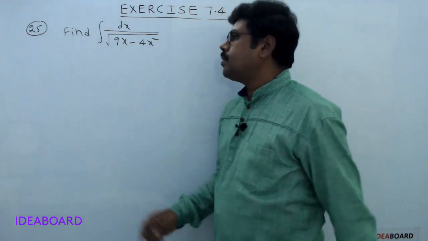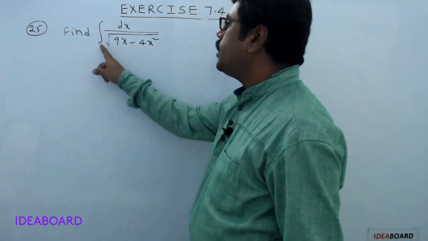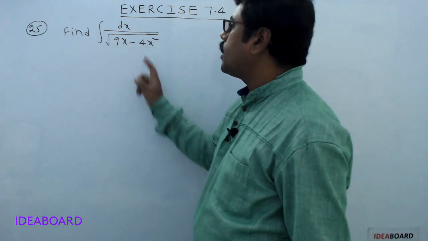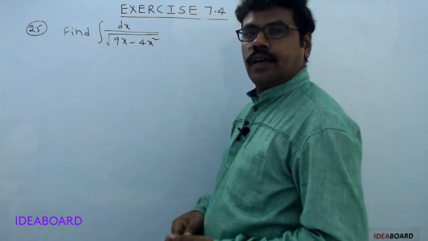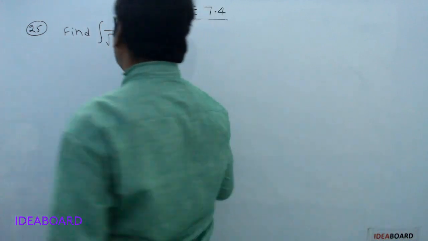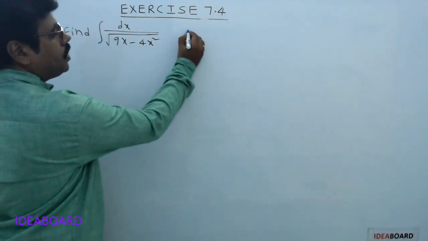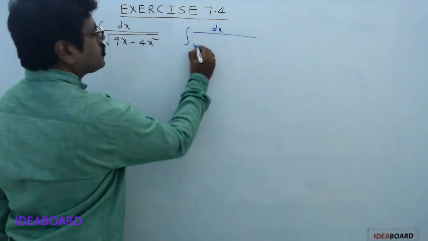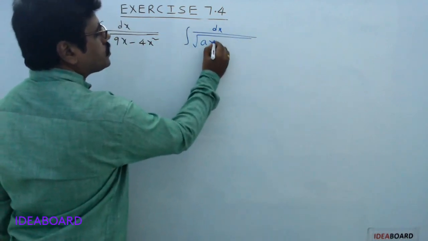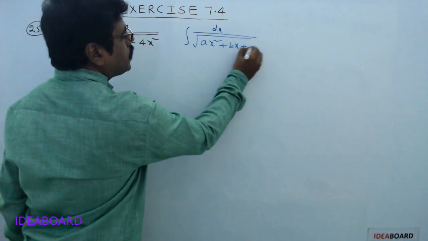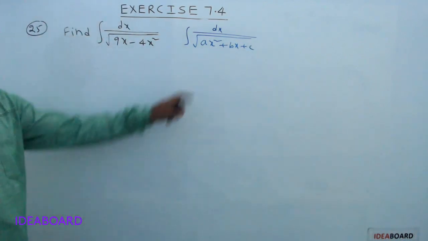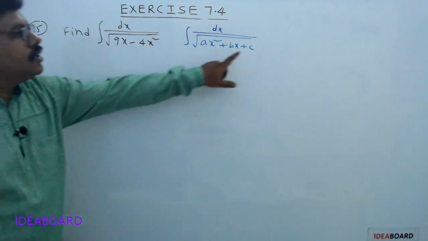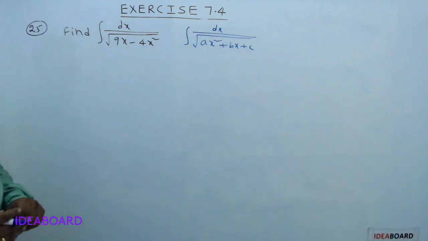Now come to the next problem. Find integral dx divided by square root of 9x minus 4x square. Now clearly your given problem is of the form integral dx divided by square root of ax square plus bx plus c. Here a value is minus 4, b value is 9, c value is 0.